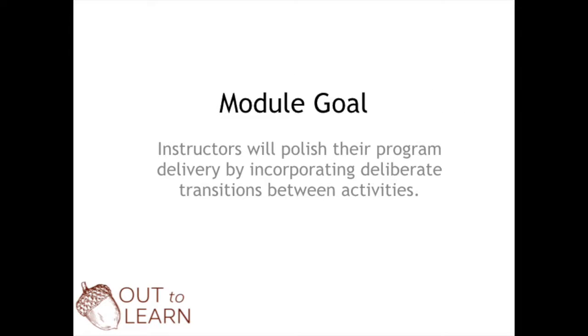The goal of this module is that instructors will be able to polish their program delivery by incorporating deliberate transitions between activities. These transitions help to carry students through a program in a smooth and understandable way, maintaining their engagement with the program's content by highlighting connections between different activities rather than leaving them guessing about how one activity relates to the previous one. Thoughtful transitions aren't necessarily something that students will notice.